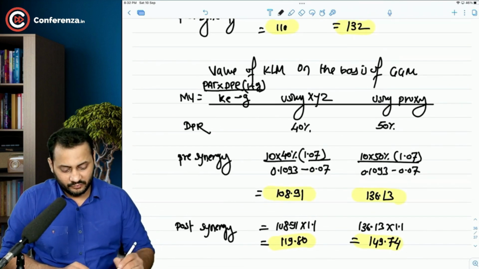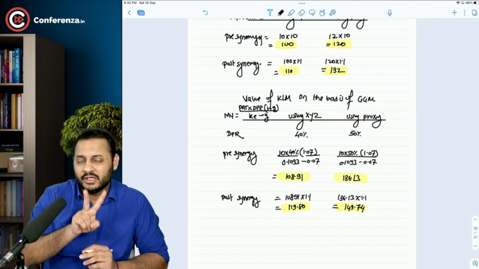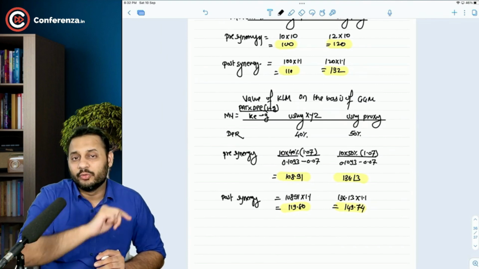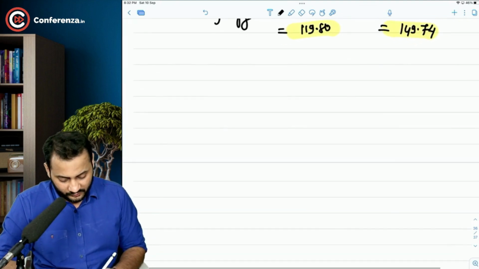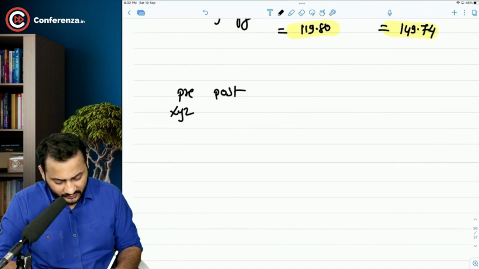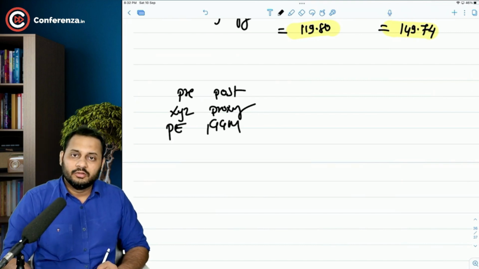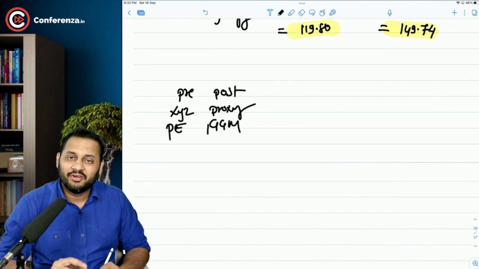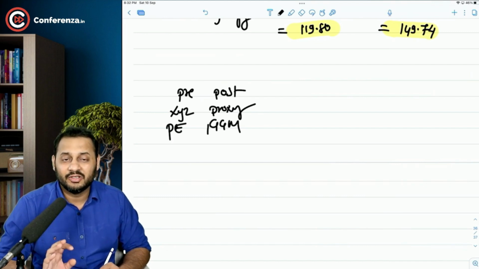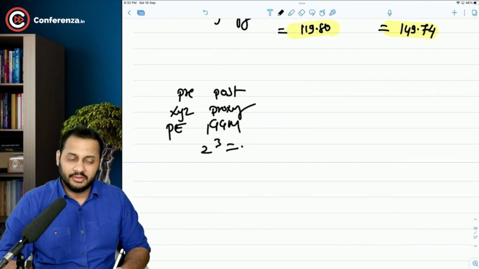So first of all, see why there are 8 values. 2 into 2 into 2, 2 cubed. First of all, we have pre and post synergy. Then we are using XYZ and proxy's data. Then we are using two different methods, PE ratio and Gordon's growth model. So if you combine all of them, there will be in total 8 answers. 2 to the power 3, 8.